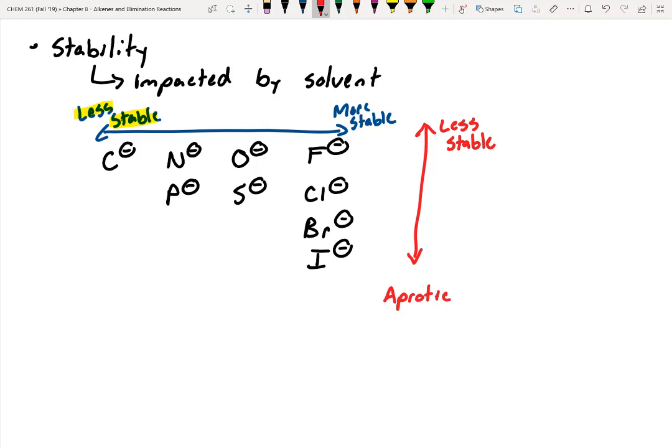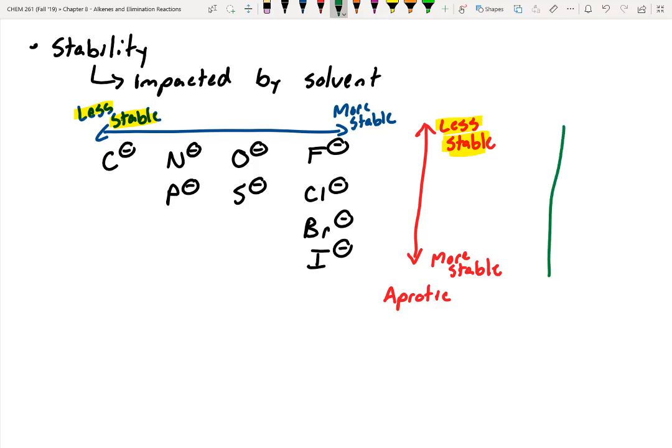What do we look at when we're going up and down a column? Size, right? So it's small. It's forcing that negative charge into a really small atomic radius. That means that it's less stable. And down here, the iodide is going to be more stable. So in an aprotic solvent, we get less stable as we go up a row.